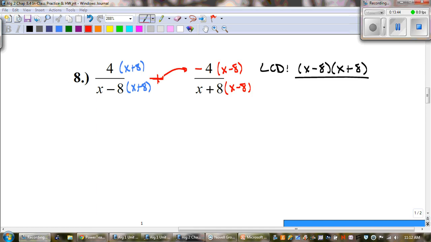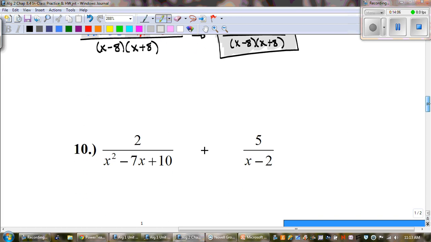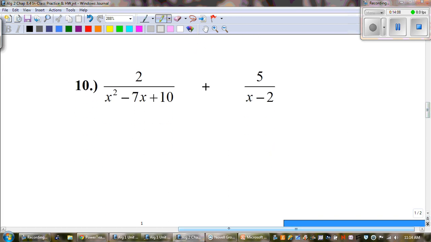Okay, there's my before work if you want to see it. But if you haven't finished it yet, pause the video again and finish up. Okay, and your final answer should have been 64 over x plus 8, x minus 8. When you combine like terms, your 4x and your negative 4x cancel out.